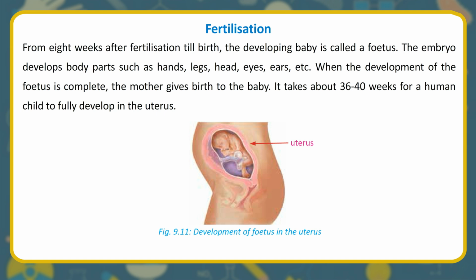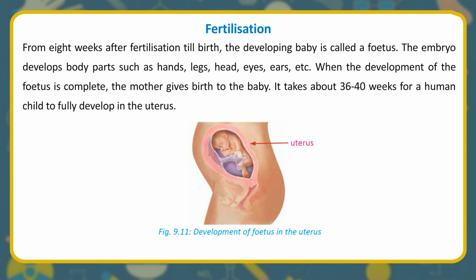From 8 weeks after fertilization till birth, the developing baby is called a fetus. The embryo develops body parts such as hands, legs, head, eyes, ears, etc. When the development of the fetus is complete, the mother gives birth to the baby. It takes about 36 to 40 weeks for a human child to fully develop in the uterus.